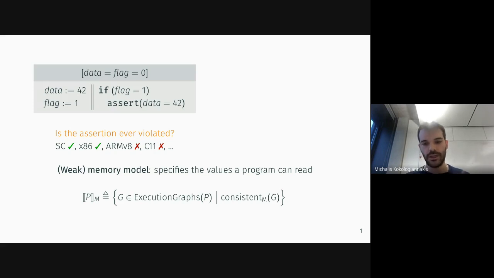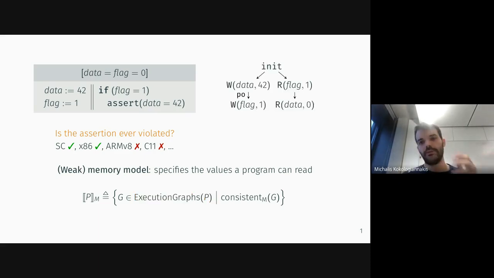Now, what does this mean? What is an execution graph coming from the program? Well, these graphs look somewhat like this. Because they're coming from the program, their nodes correspond to instructions. So write to data the value 42 corresponds to this instruction. Write to flag the value 1 corresponds to that instruction. And same for the reads here. This graph corresponds to the outcome where the assertion is violated. We read 1 for flag and 0 for data.